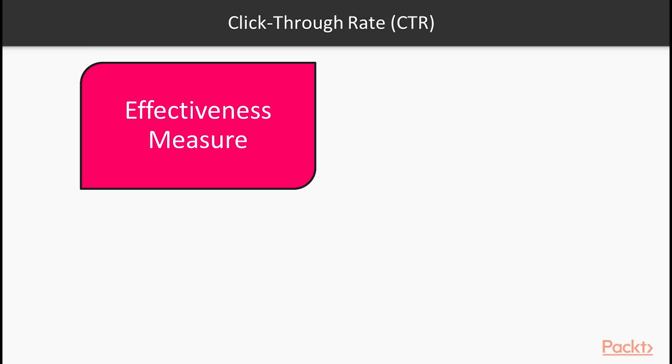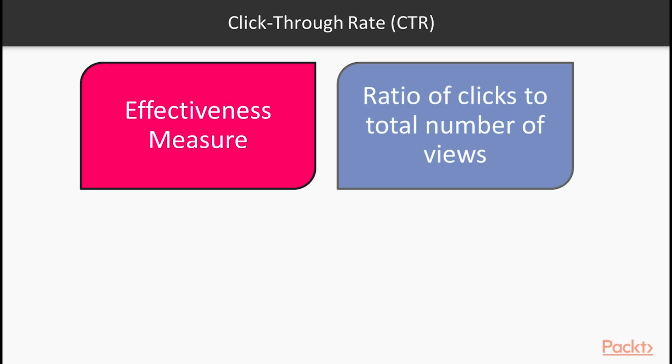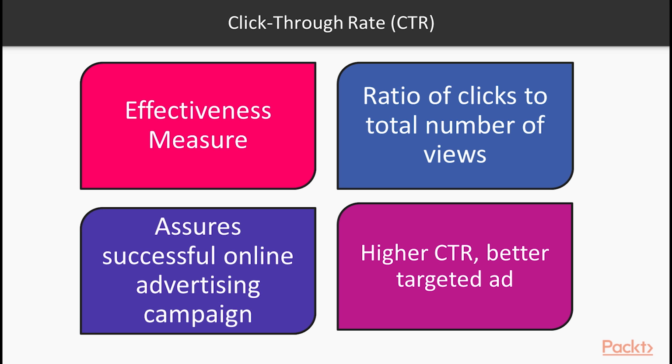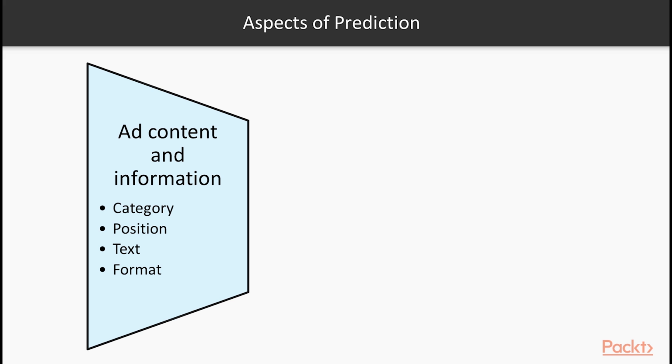The most common measurement of effectiveness is the click-through rate, or CTR, which is the ratio of clicks on a specific ad to its total number of views. The higher the CTR in general, the better targeted an ad is, the more successful an online advertising campaign is. Click-through prediction holds both promise and challenges for machine learning.